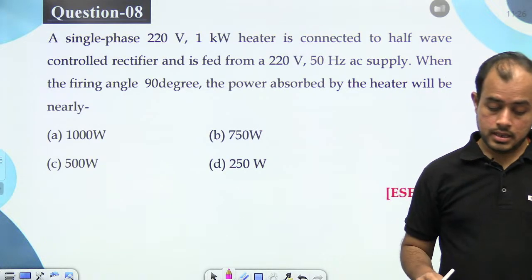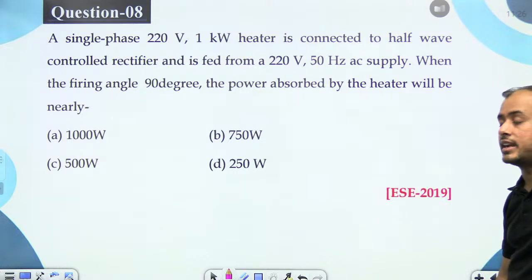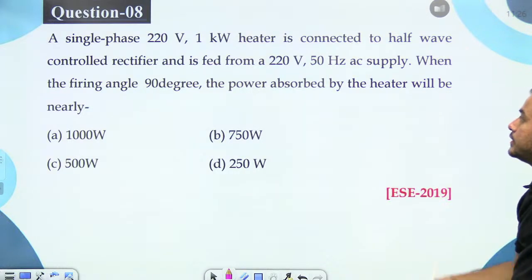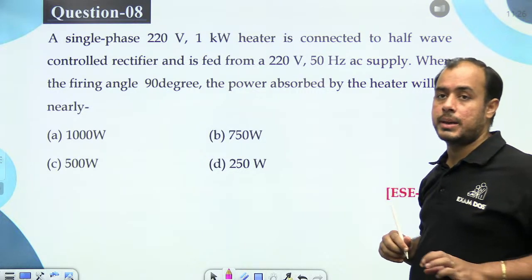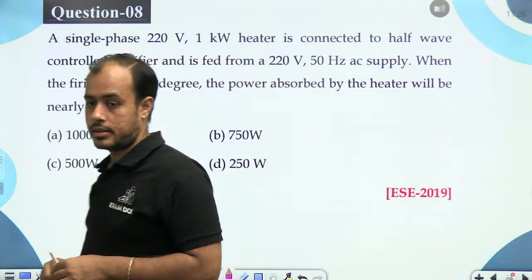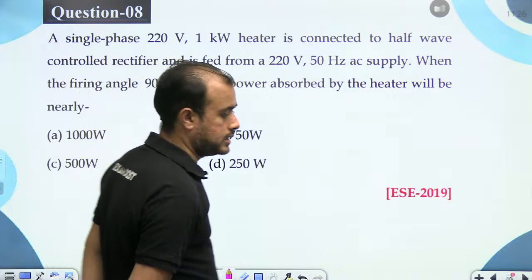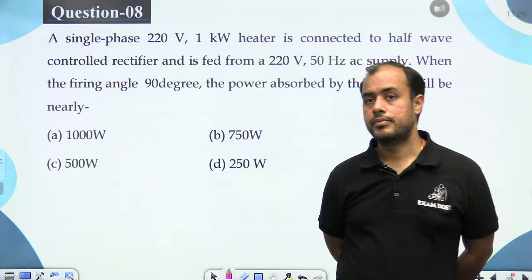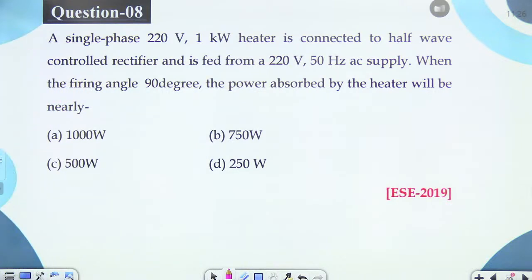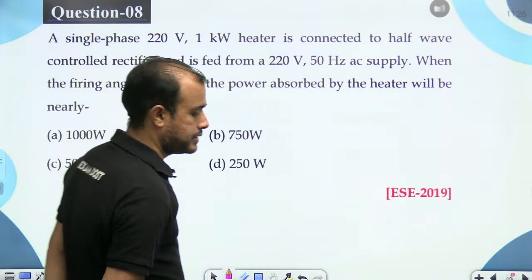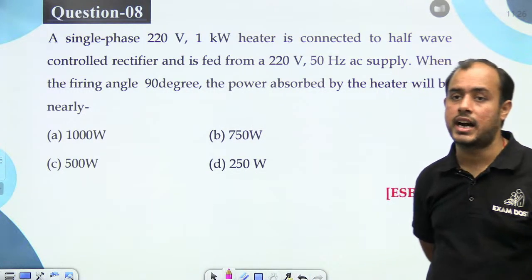ठीक है. A single phase 220 volt 1 kilowatt heater is connected to a half wave rectifier fed from 220 volt 50 hertz AC supply. Alpha is 90 degree. What is the power absorbed by the heater? Heater is considered to be purely resistive. हीटर को प्योरली रेजिस्टिव माना जाता है, देयरफॉर पावर विल बी डिराइव्ड यूजिंग आरएमएस.